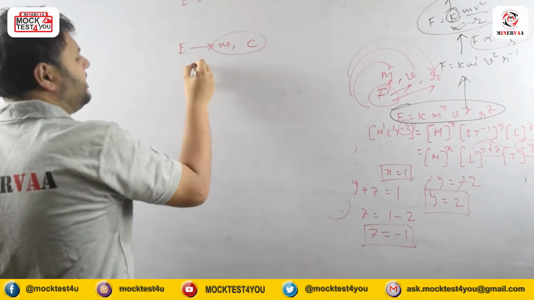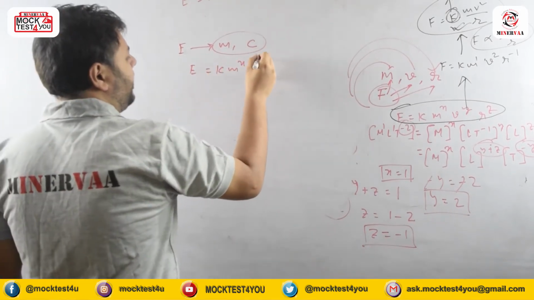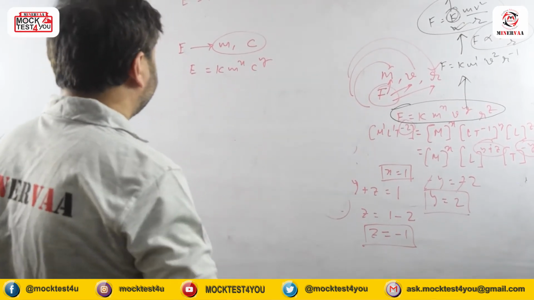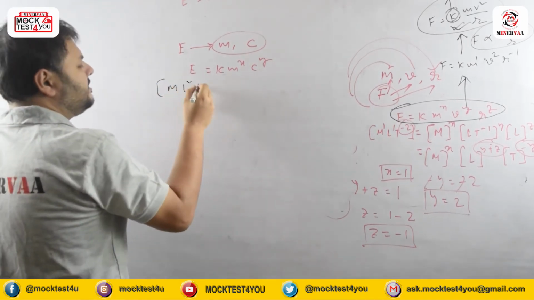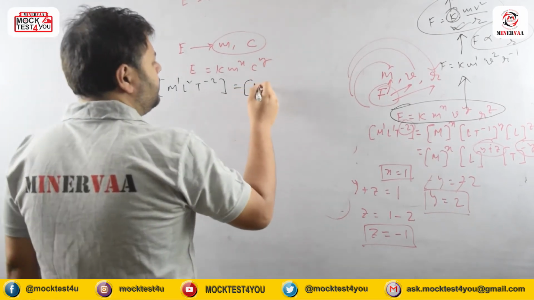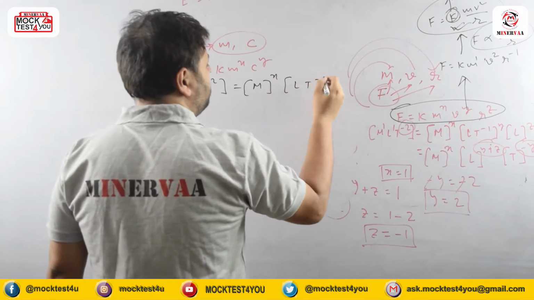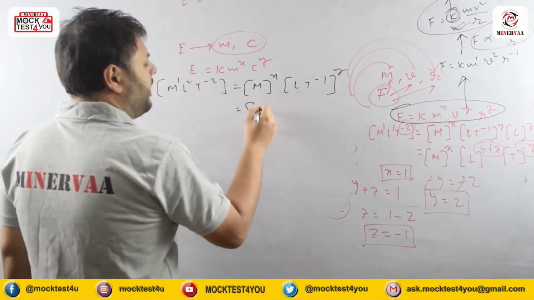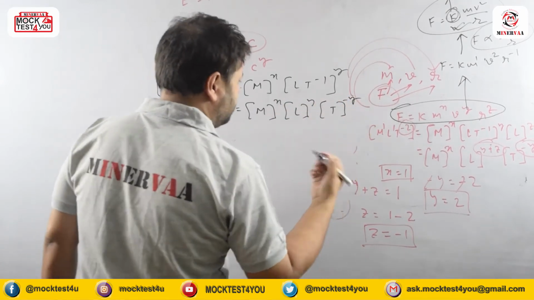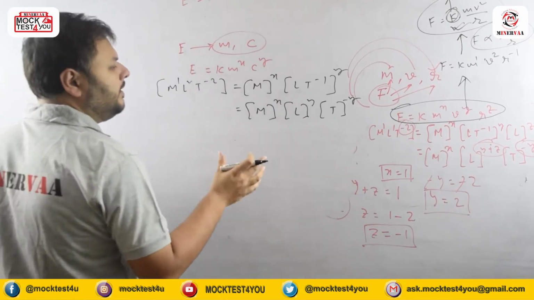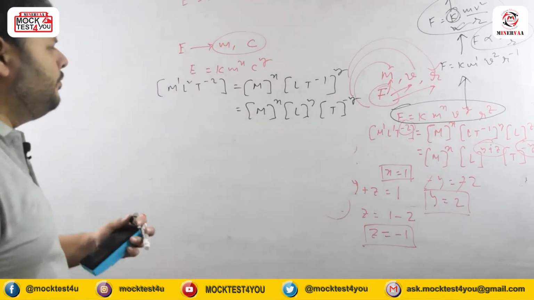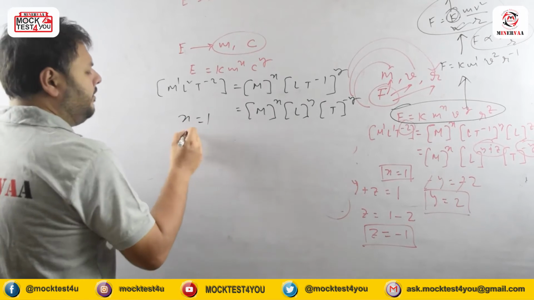So here, if I take the equation E equals k m to the power x and c to the power y, how can we prove it? That is a very important issue. The dimension of energy is m l square t to the power minus 2. So m to the power 1, I am taking to compare on both sides. So here m to the power x and l t to the power minus 1 whole to the power y. So finally it is m to the power x, l to the power y, and t to the power minus y, and I am comparing the identity on both sides. So naturally x becomes 1, y becomes 2.